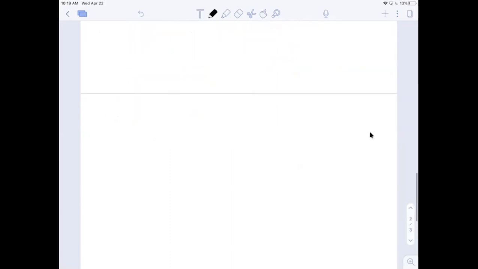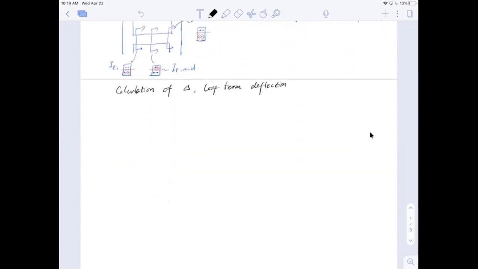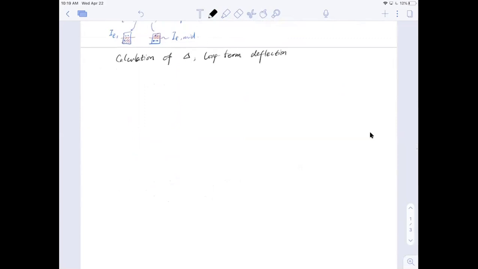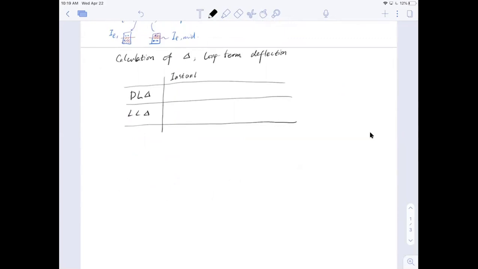So I want to show you a table here. For the table, I have dead load induced deflection and live load induced deflection, and both of them will have different types of deflection in the structure. I have one called instantaneous deflection, and I also have time-dependent deflections, which is long term. So let me label them differently. For the instantaneous deflection, I call it delta ID.